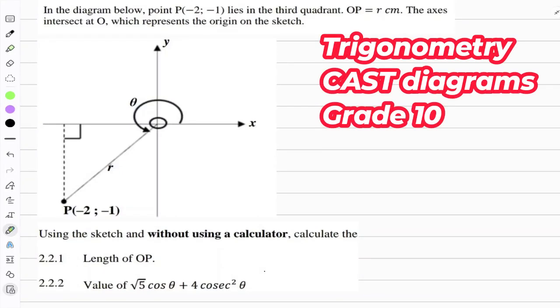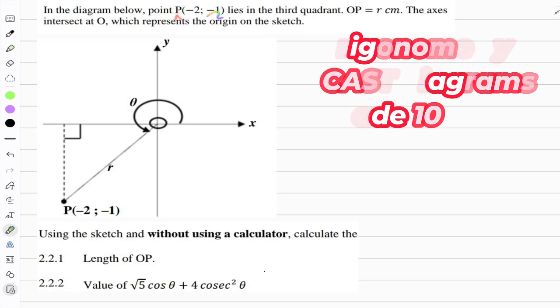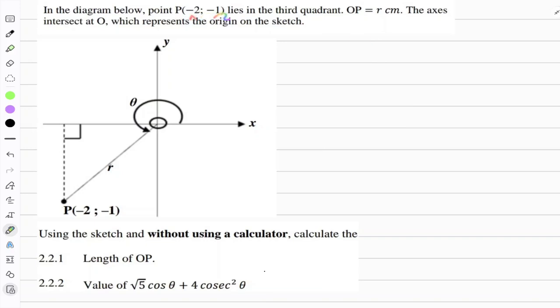So in today's lesson we focus on the CAST diagram. It says in the diagram below we're given point P that's defined by the coordinates -2 and -1, and they tell us that this point lies in the third quadrant. OP is r centimeters and the axes intersect at O, which represents the origin on the sketch.